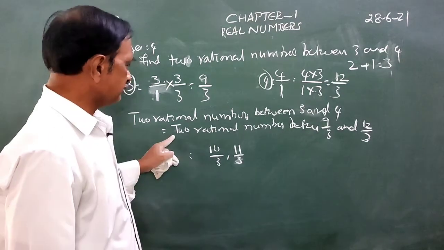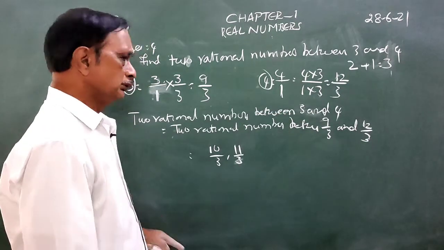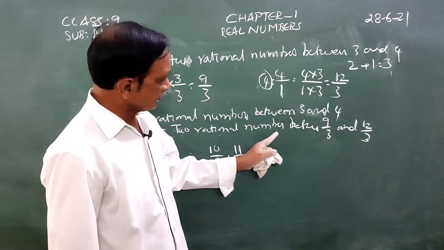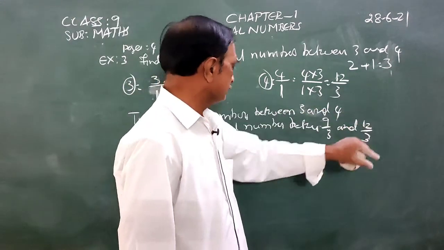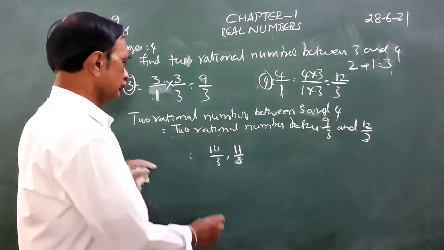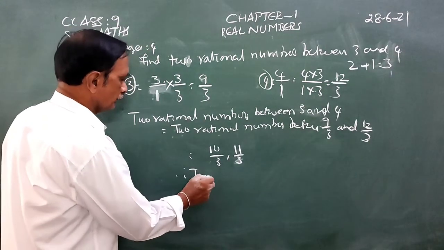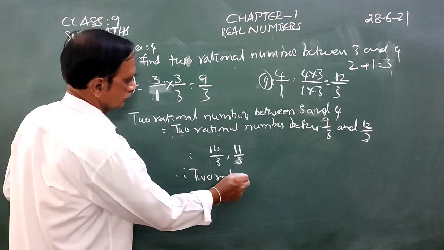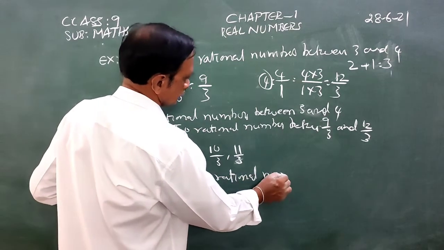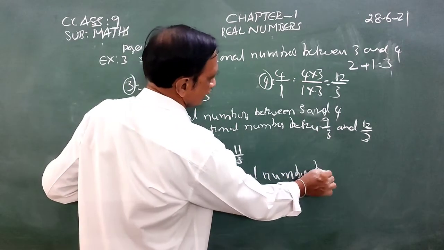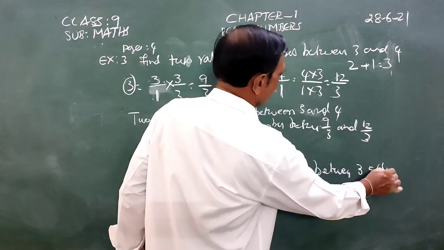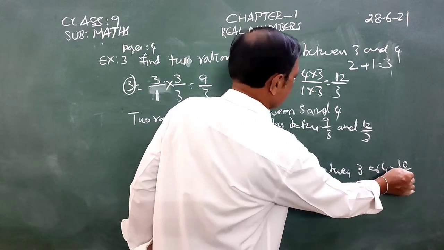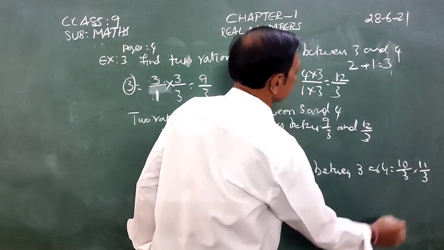So rational number between 3 and 4 is same as two rational numbers between 9 by 3 and 12 by 3. But the rational number between 9 by 3 and 12 by 3 are what? 10 by 3 and 11 by 3. Therefore, two rational numbers between 3 and 4 equal to 10 by 3, 11 by 3.